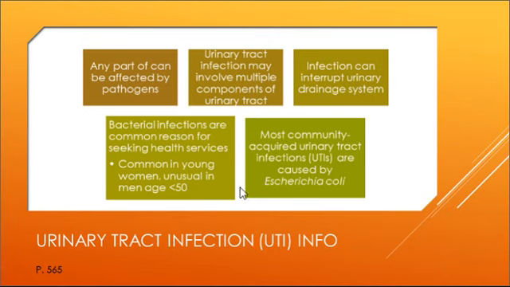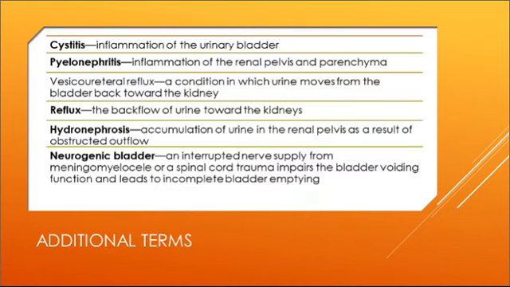Most commonly acquired UTI infections are caused by E. coli. That's where your perineal care is so important, teaching cleaning front to back. It is very uncommon for men under the age of 50. It is very common in females, especially young females. I think I just covered these terms. Cystitis, inflammation of the urinary bladder. Pyelonephritis is when it's in the renal pelvis, or a kidney infection is what we call it. Vesicoureteral reflux, the urine moves from the bladder back toward the kidney, which you should cover more when you get into pediatrics, again with your reflux, which is backflow.